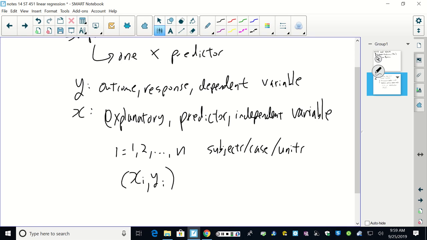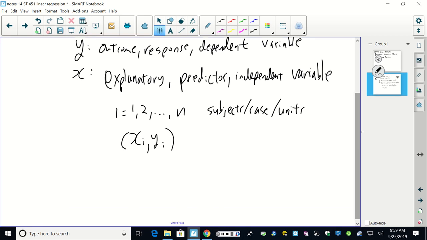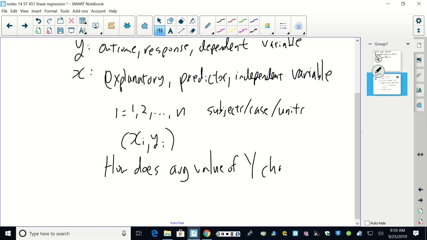And what we're going to ask as a question, what's the regression question? How does the average value of y change as you change x? What's the form of the relationship? How strong is the relationship? What can you do in terms of predicting new values of y or average y's from the x's? So how does the average value of y change with levels or values of x?